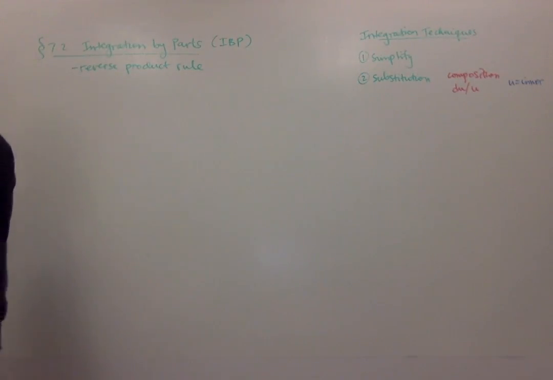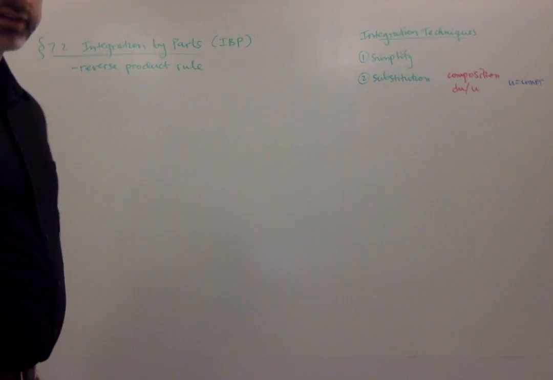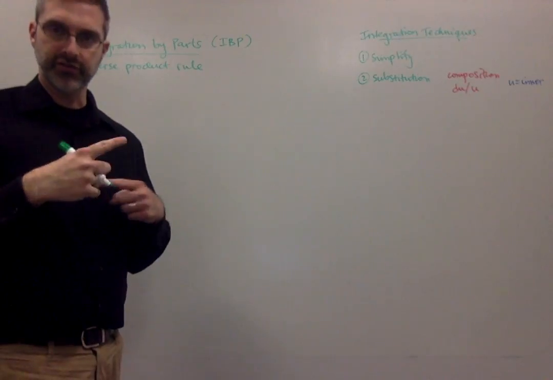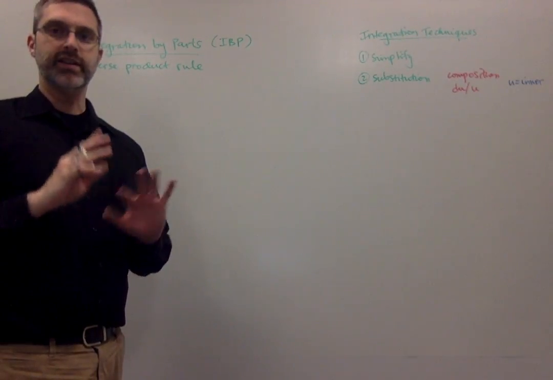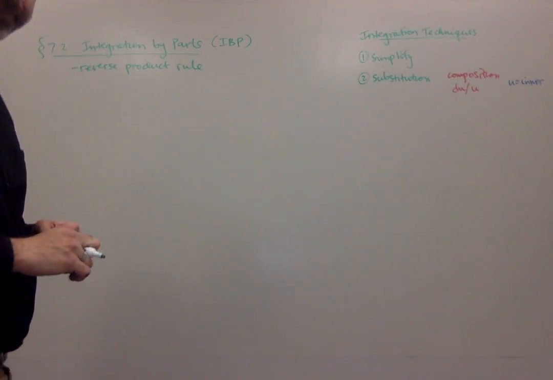Okay, so here we're trying to reverse the product rule. So what we're going to do to get this technique is we're going to start with the product rule. We're going to reverse it and introduce some notation. And then you're going to see what it is that we're doing with some examples.